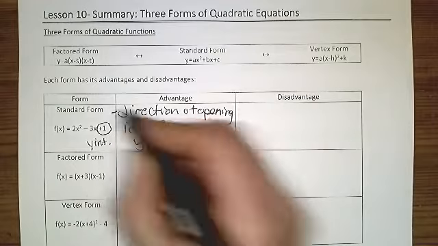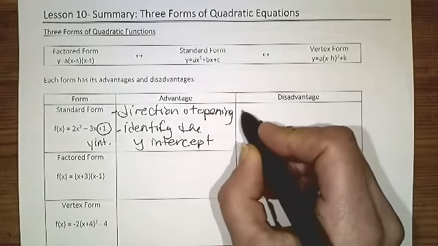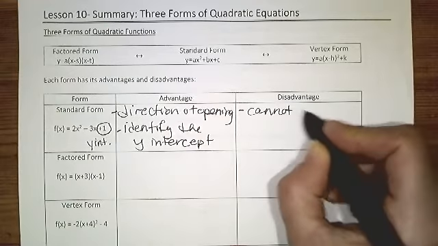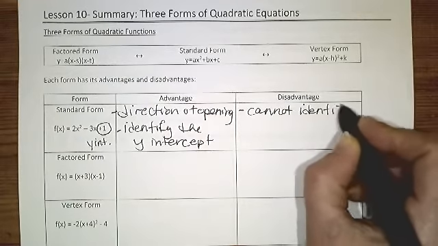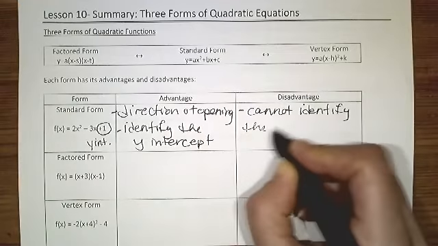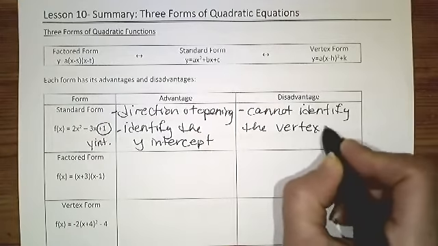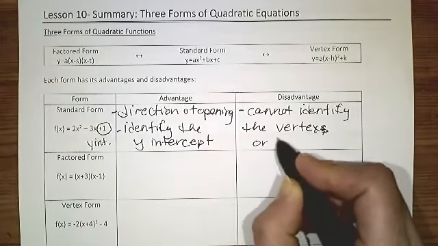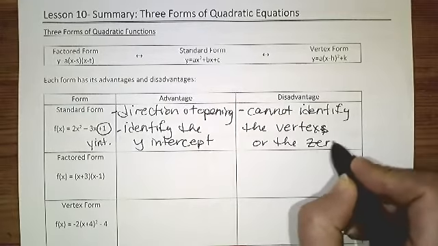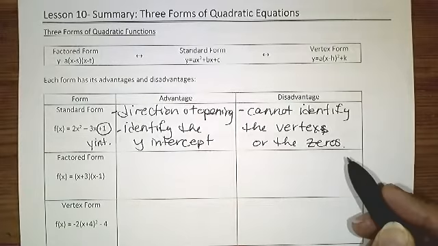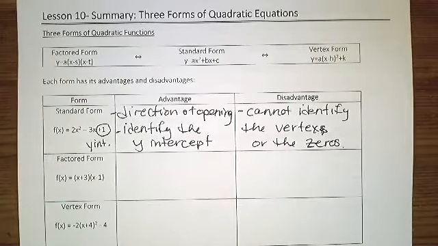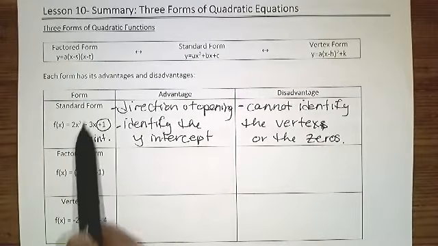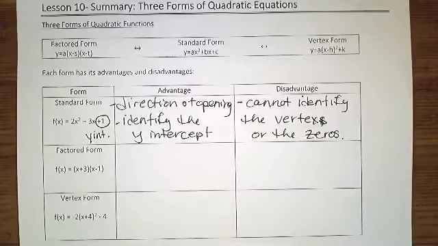The disadvantages of the standard form is we cannot identify the vertex, which is an important point on the graph, or the zeros or the x-intercepts. And sometimes we need these points in order to answer questions as well. So once again, standard form is good for our direction of opening and our y-intercept.